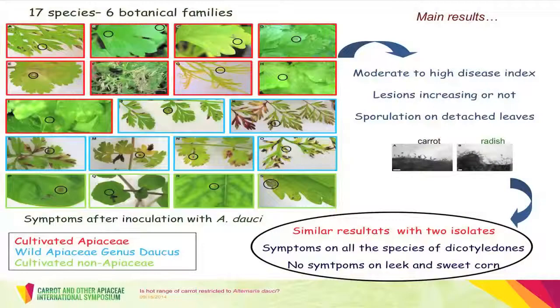So to resume all this result, we can say that there were moderate to high disease index on almost all the plant. There were lesion increasing or not, so 2 groups, and there were sporulation on a detached leaf. So you can see here some picture of a sporulation on the leaf of carrot or radish. And important thing, we obtained the same result with the 2 isolates. And the symptoms were present on all the dicotyledon, but there were no symptoms on the monocotyledon, as I told you, on leek and sweet corn.